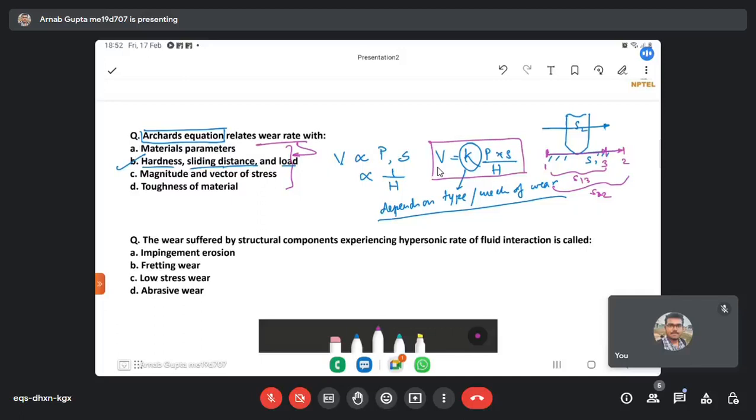The answer is very intuitive. You need not have to know much about the equation and all. But just look at this scenario and try to recall what happens when two surfaces are meeting. Just try to imagine and say why on increasing the sliding distance the wear rate is increasing.